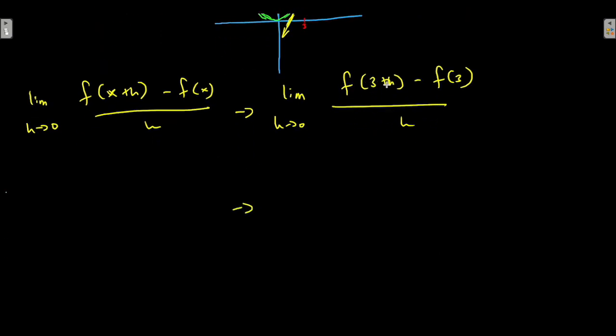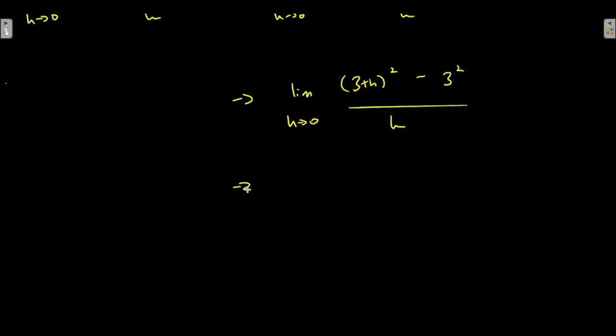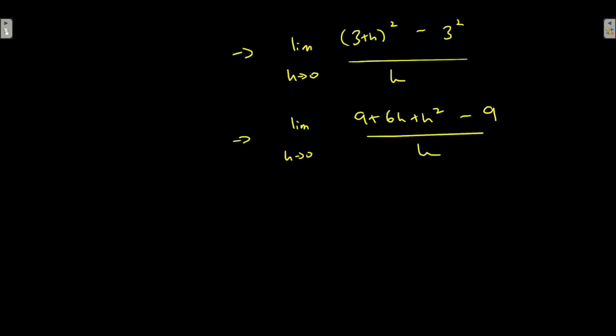And now we also know what f of x is, right? It's just x squared. So we can simplify this further. f of x is equal to x squared, so this should just be (3 plus h) squared minus f of 3, which is 3 squared, over h. Now this simplifies to 9 plus 6h plus h squared minus 9, because 3 squared is 9, over h. And here we can see a 9 and 9 cancel out.